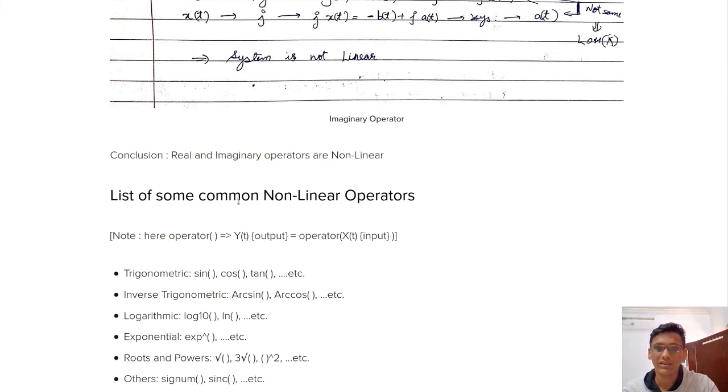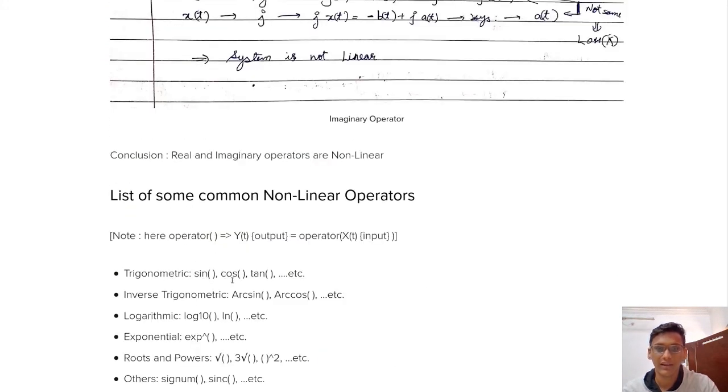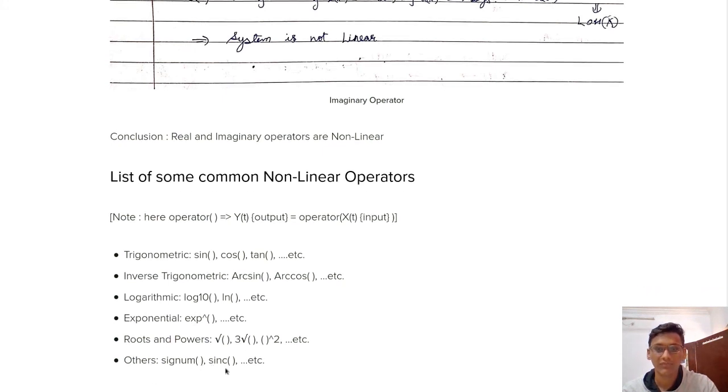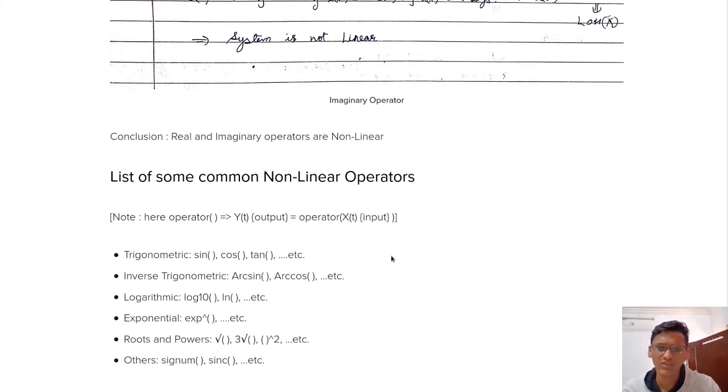Finally, let's see the list of some common nonlinear operators. The trigonometric operators sine, cos, tan, inverse trigonometric operators arc sine, arc cos, etc. Logarithmic operators, exponential, roots and powers, other operators such as signum, sinc, etc. are all nonlinear operators. And as you have seen, we have not discussed nonlinear operators in great detail because they are not very relevant to our course. That's why we were more focused on properties of linear systems.